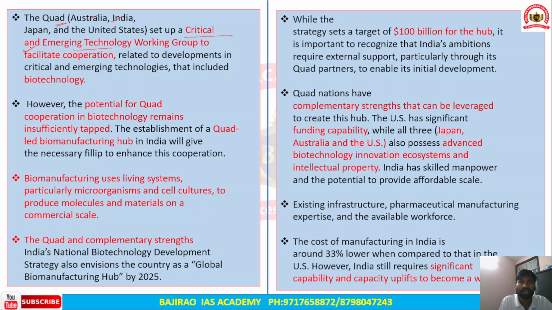This critical and emerging technology working group is related to developments in critical and emerging technologies, and this also includes biotechnology. So all the Quad countries coming together have set up this working group, which also covers the biotechnology arena. The potential for Quad cooperation in biotechnology is insufficiently tapped, despite all the countries having significant potential in various domains within biotechnology.